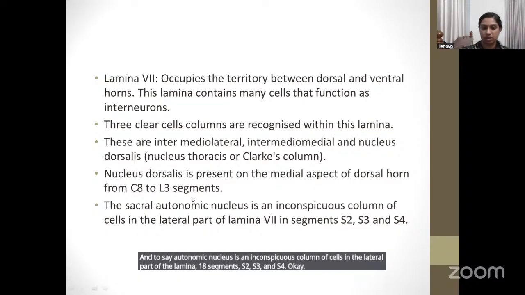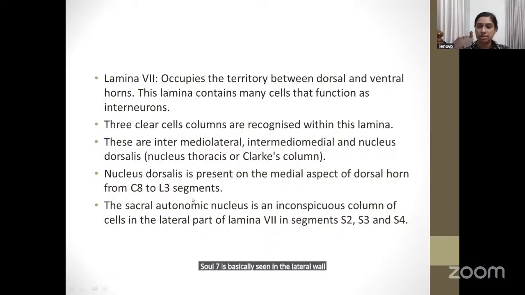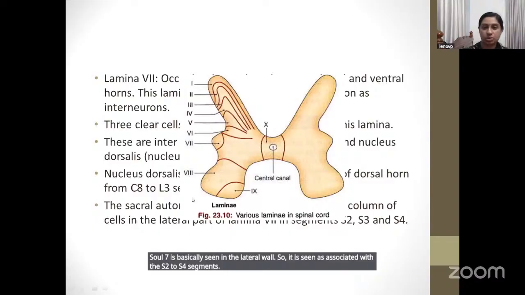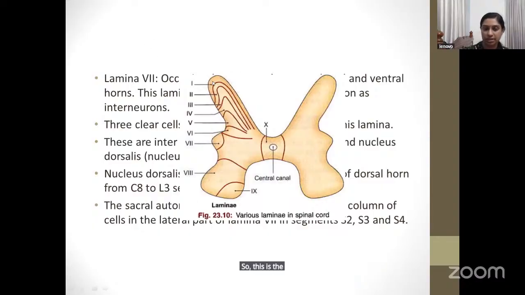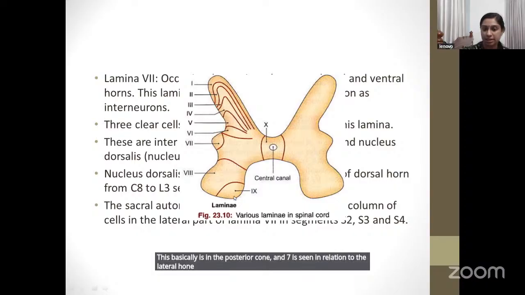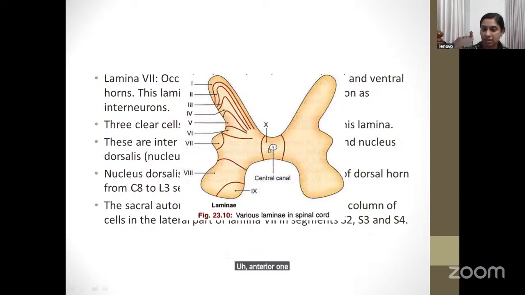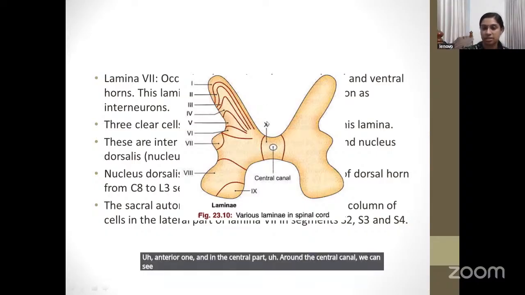Okay. So 7 is basically seen in the lateral horn, and it is seen associated with the S2 to S4 segments. So this is the laminar organization of the right side. 1 to 6 is basically seen in the posterior horn, and 7 is seen in relation to the lateral horn, and 8 and 9 are in relation to the anterior horn, and in the central part, around the central canal, we can see lamina 10. Okay.